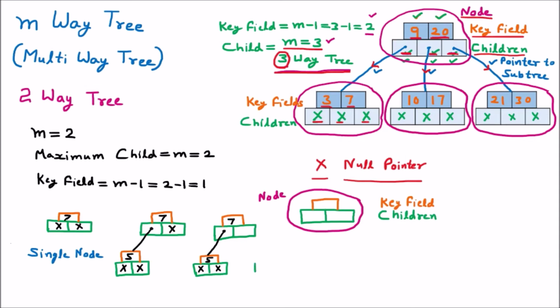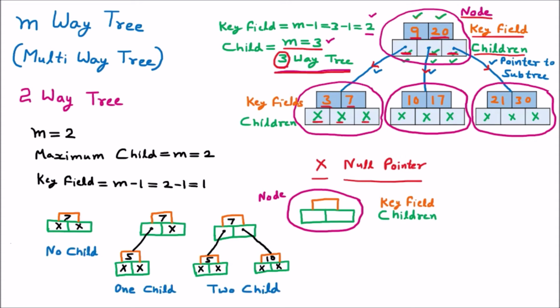Similarly, we know that we are learning the two-way tree, so a maximum of 2 children is possible, that's why 2 blocks are created. Above that, 2 minus 1, so one key field is created. Let us suppose that this value we are taking is 10. So here on the right-hand side of 7 we have created one node which is having one key field 10 and 2 children, which are crosses. Cross means null. So here we have discussed the two-way tree where we are having the single node, we are having the one left child, we are having the 2 children.